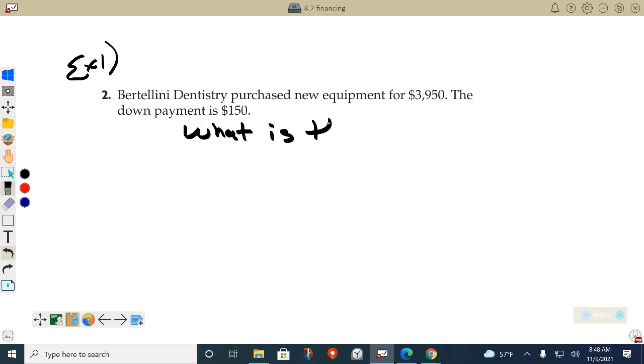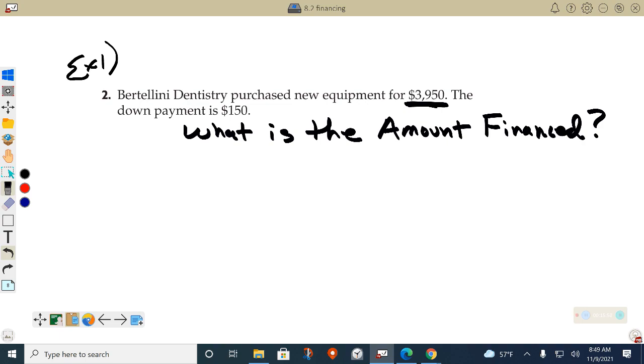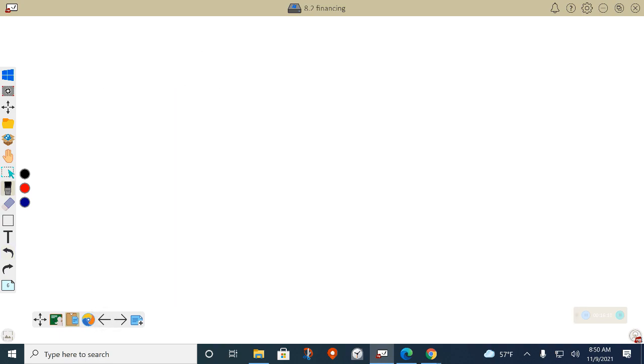What is the amount financed? Write that down, please. For $3,950, the down payment is $150. What is the amount financed? Any ideas? Here's the cost. Here's the down payment. The $150 is the down payment. So what are they going to have to finance? What's the definition of amount financed here?